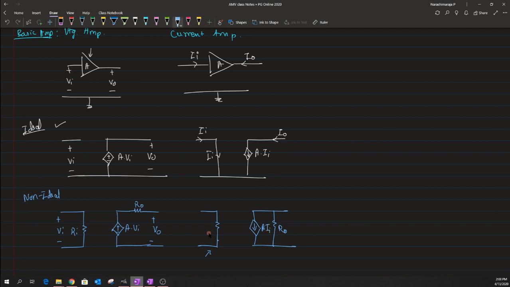But let me bring out this particular model when we deal with it in the next class. As of now, I have just used an input resistance component here, but the exact representation I will check in the next class. But as of now, we'll just hold this model as a model for a non-ideal current amplifier. The next one is our transconductance amplifier.